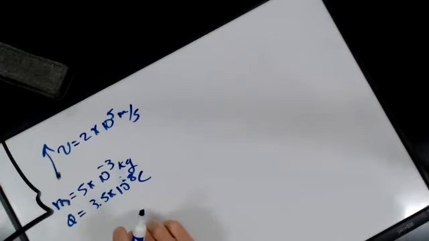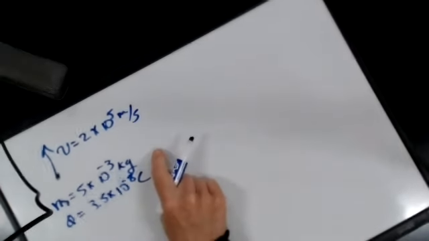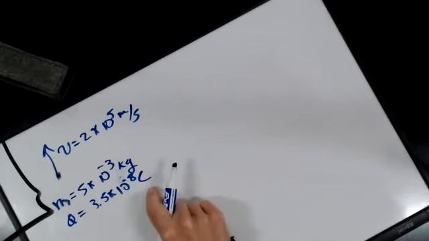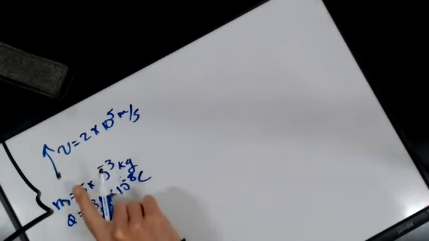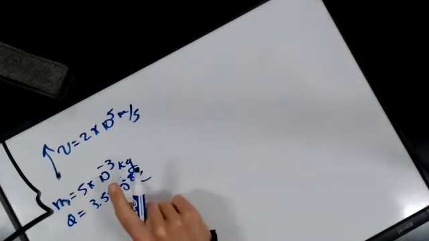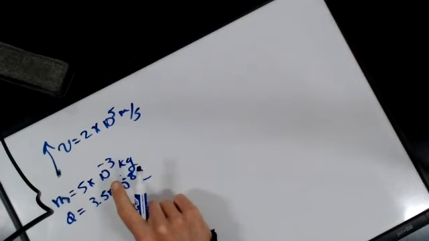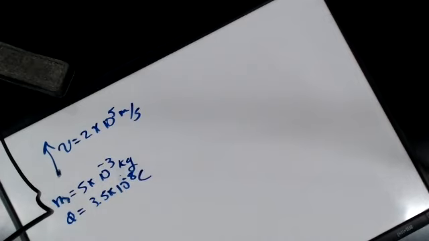So at a given instant, a particle of mass 5 times 10 to the minus 3 kilograms and charge of 3.5 times 10 to the minus 8 coulombs has a velocity with a magnitude of 2 times 10 to the 5th meters per second in the plus y direction, and it is moving in a uniform magnetic field that has a magnitude of 0.8 Tesla and is in the minus x direction. So here I am going to have to get another marker.